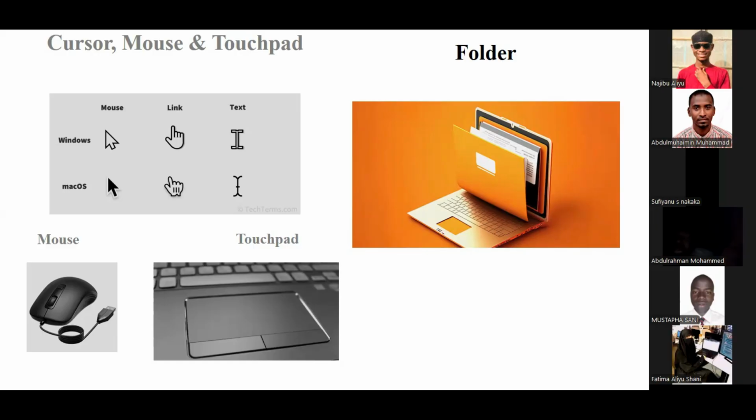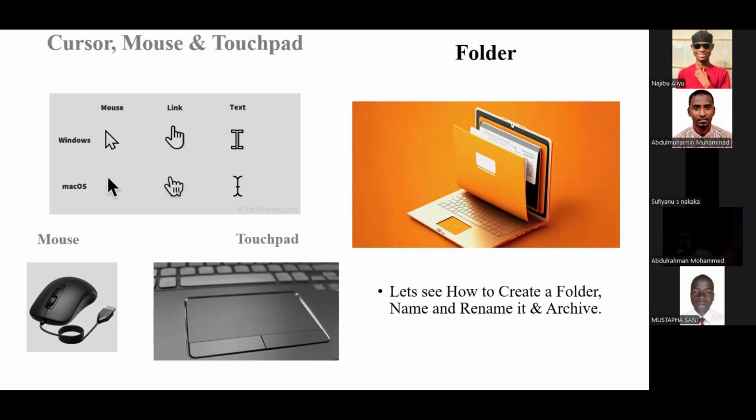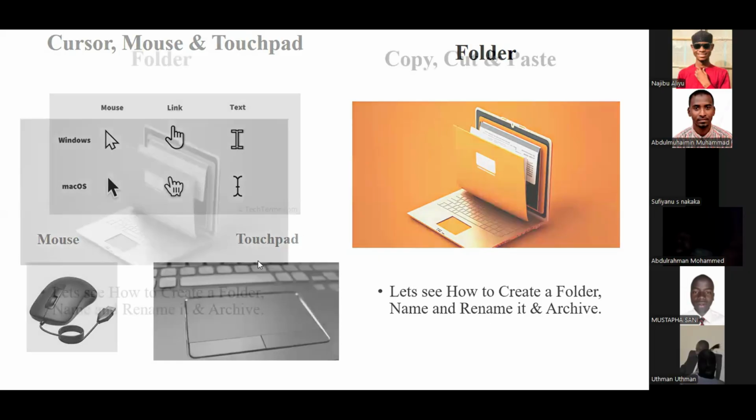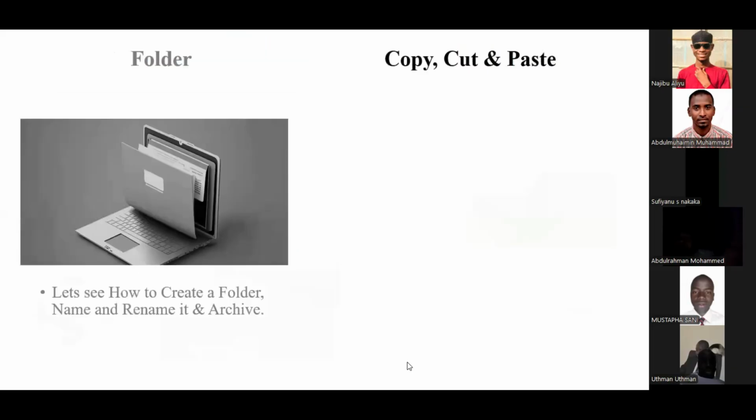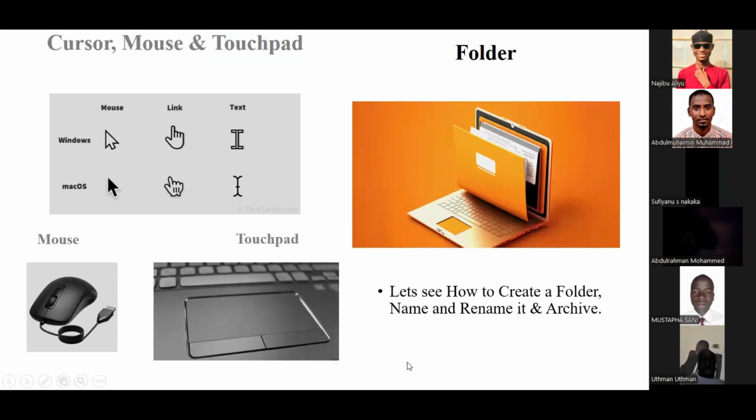So if you have proper folder management, you can create a folder for January in particular, you create a folder for February, for March, up to the month of September, and you name the folders accordingly. That will ensure you have proper file management. So under this, we are going to create a folder, name that particular folder, and then rename it using another name, and then we look at archive. So let me share my screen so that you can see how we can create a folder.